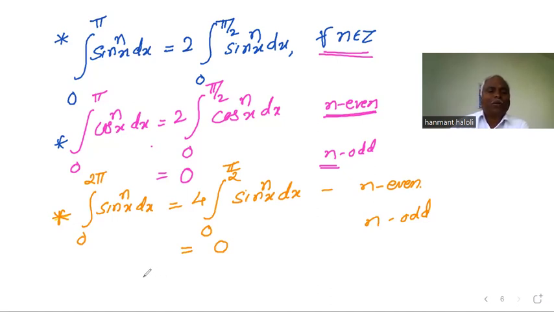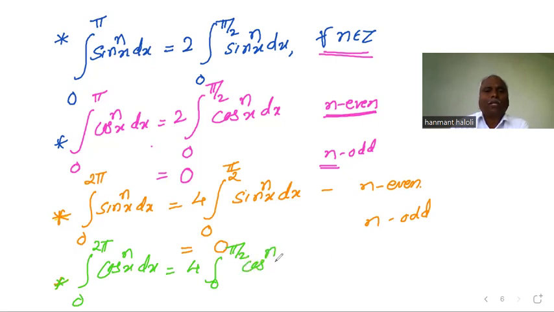Similarly for cosine also. I'll write here, even for cosine the same rule is there. Integral 0 to 2 pi cos raised to n, x dx is equal to 4 times integral 0 to pi by 2 cos raised to n, x dx for n an even number, and is equal to 0 for n an odd number. This is a very important slide here.